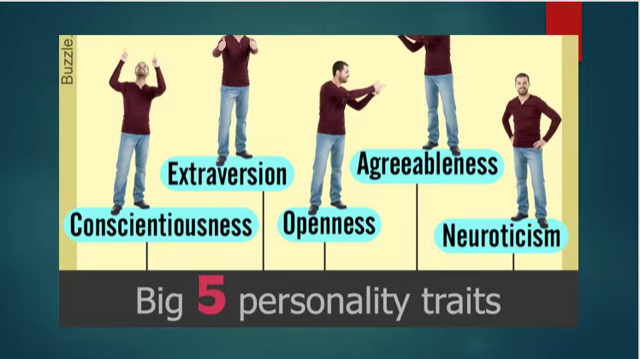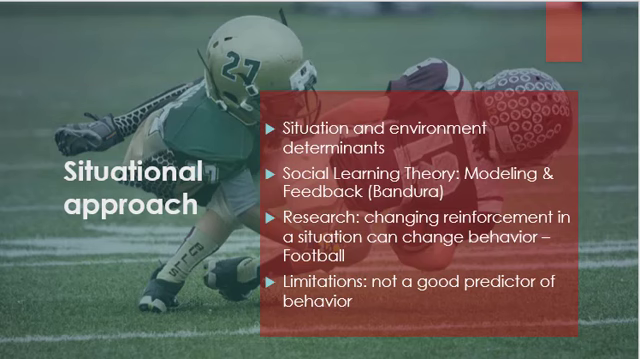So again, extroversion and conscientiousness lead to a positive correlation to physical activity, and neuroticism in and of itself leads to a negative correlation to physical activity. Now let's take a look at the situational approach. The situational approach contends that our behavior is largely determined by our environment or the situation that we're in.